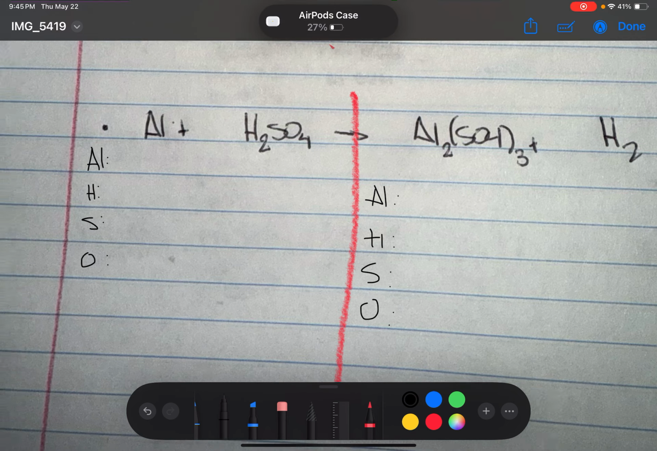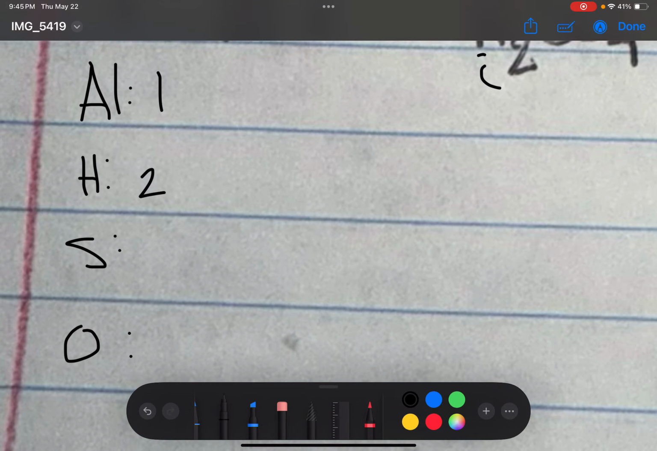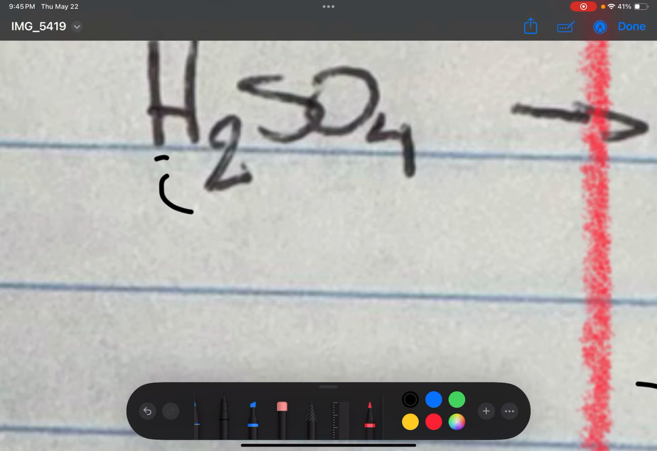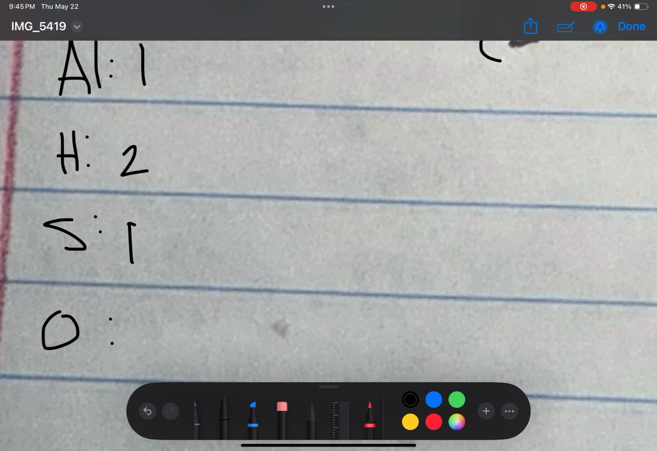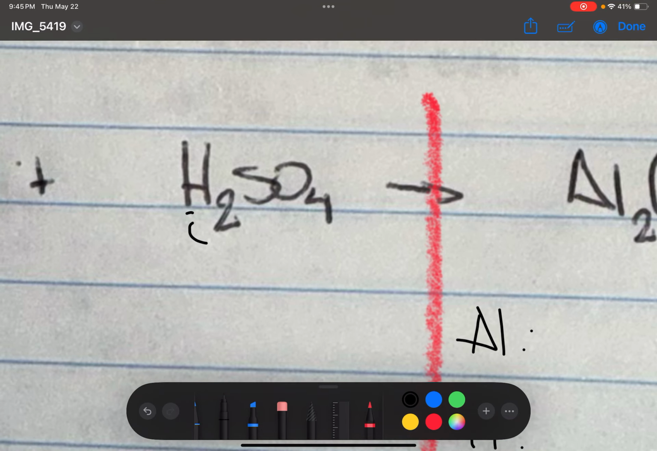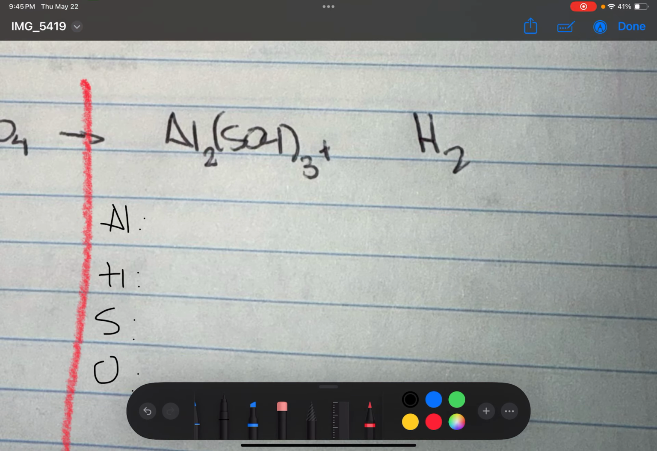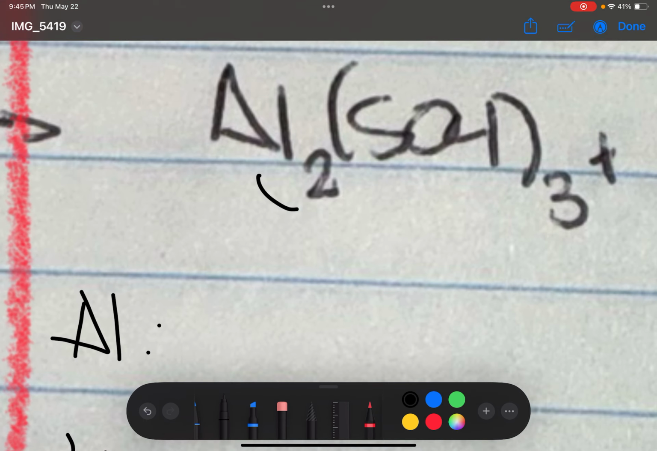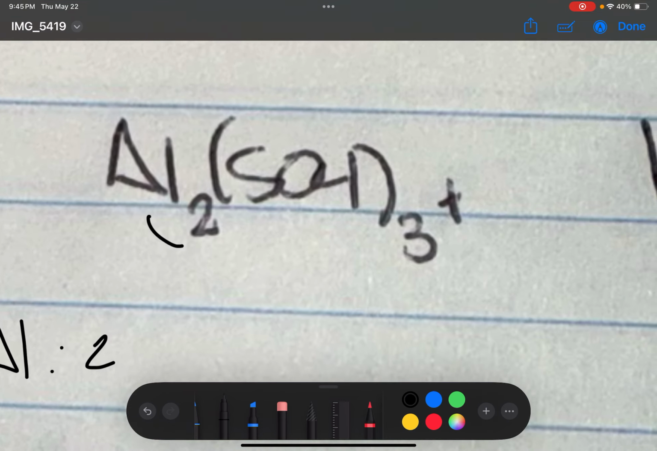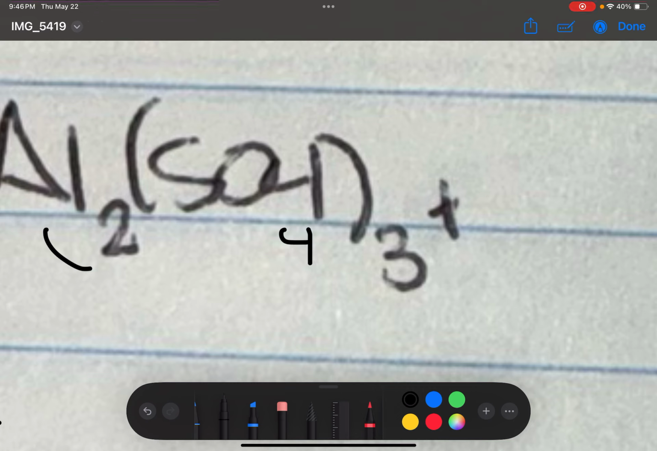Okay, now we have one AL, we have two H's right here, we have one S, and then we have four O's. Because remember, it only affects the number on the left, not the whole entire thing, just the number right next to it on the left. Okay, over here we have two ALs. Also, sorry guys, it's meant to be in lowercase o.